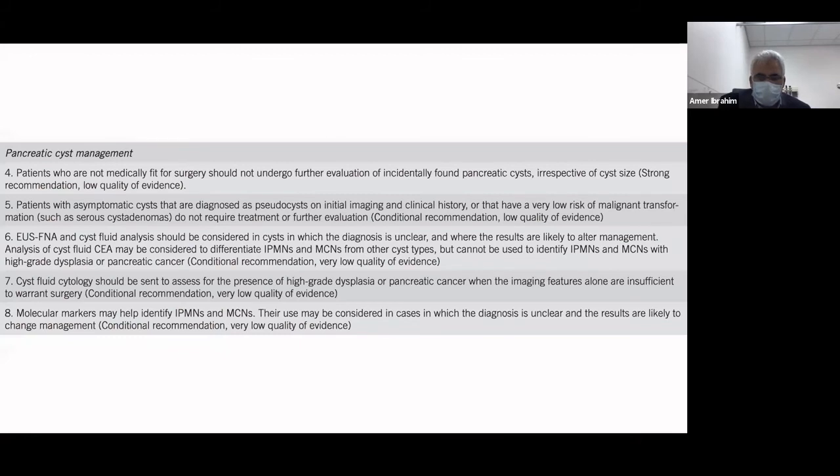However, a pseudocyst may not need anything, and if it causes pressure, it may need only drainage inside the stomach, which can be done endoscopically or laparoscopically. So it is very important to understand the result of the fluid analysis obtained from the EUS fine needle aspiration.